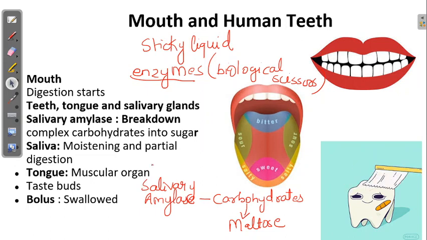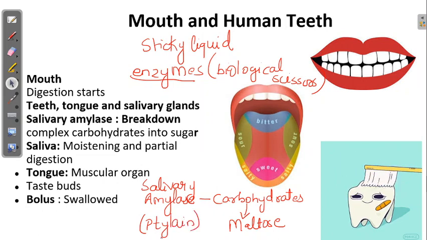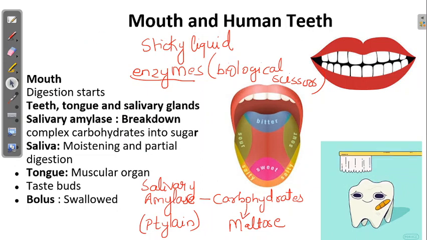Okay, so a complex substance, that is a carbohydrate, is converted into maltose by the enzyme salivary amylase, which is also known as ptyalin. Okay, another name of salivary amylase is ptyalin. So ptyalin converts carbohydrates into maltose. So only carbohydrates are being broken down in your mouth.